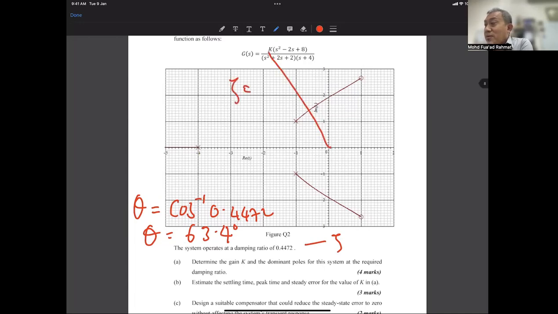So zeta is 0.44. Okay. So this is the dominant pole. So the dominant pole is minus 0.67 plus j1.34. Okay.